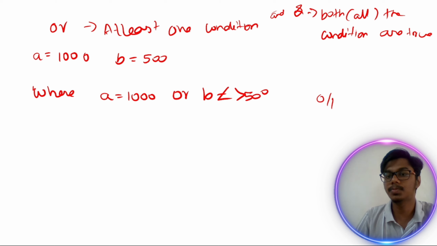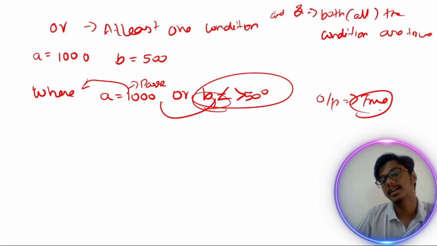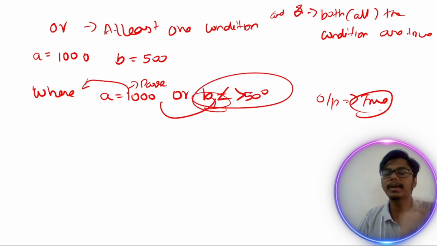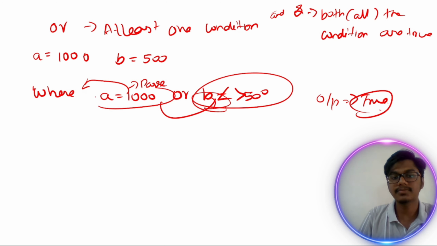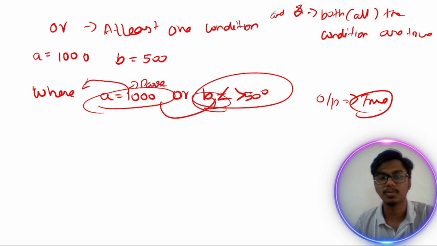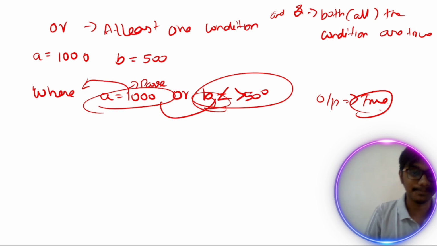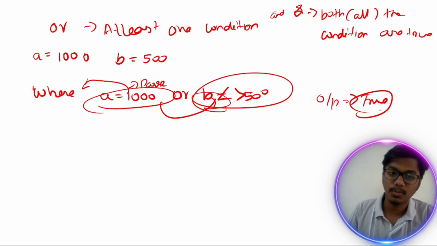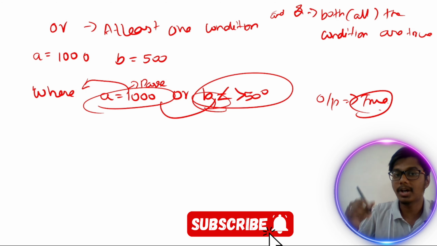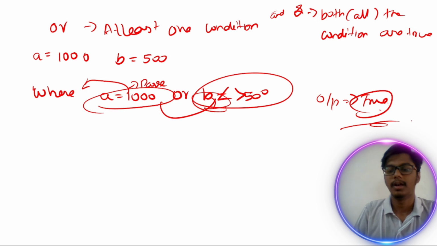And the output should be true. Why should the output be true? Because A equal to 1000, the condition is passed. Here itself the condition passed, then why do I want to check the other condition? Whether it passed or failed, it may be omitted. Here I just want at least one condition to be passed. If one condition passed, I give the output as true. Where A equal to 1000, why do I want to check another condition? The first condition itself passed, so the output is true.